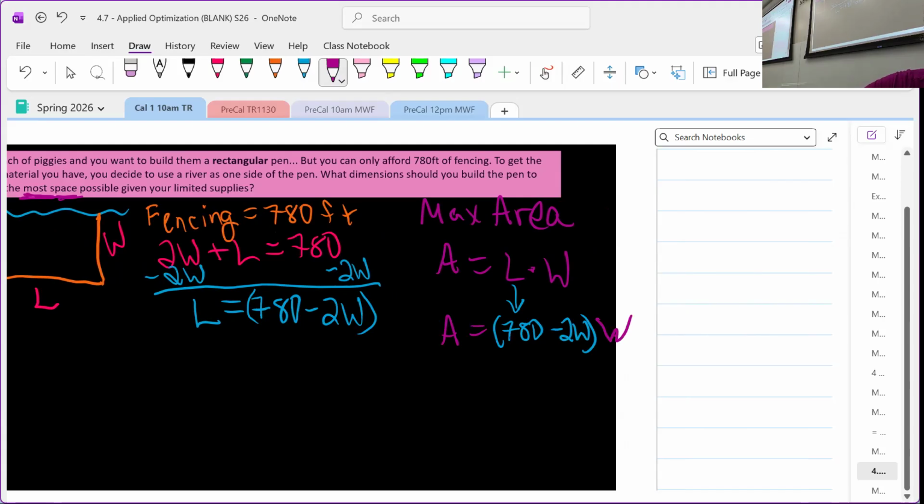So now my area equals 780 minus 2W, times W. I could take the derivative now, but that would cause a product rule, and I'm lazy, so I'm going to multiply the W through first. So this formula, A equals 780W minus 2W squared. If we graphed this, this is an upside down parabola. So this parabola has a maximum point at the vertex.